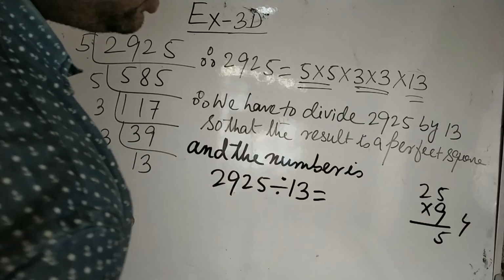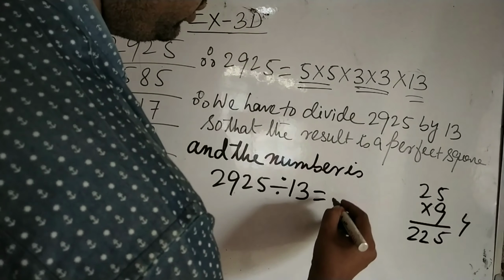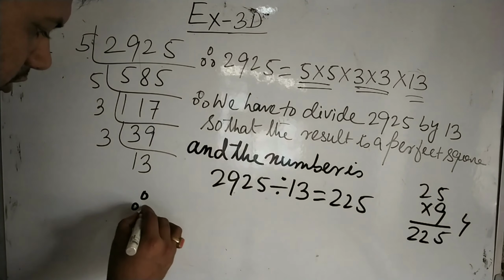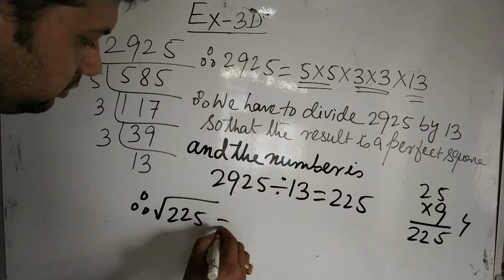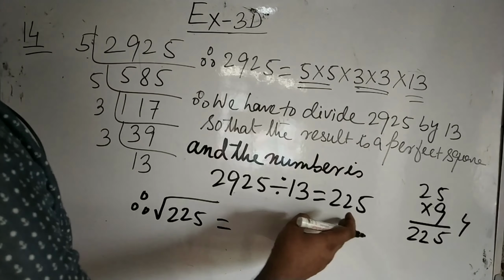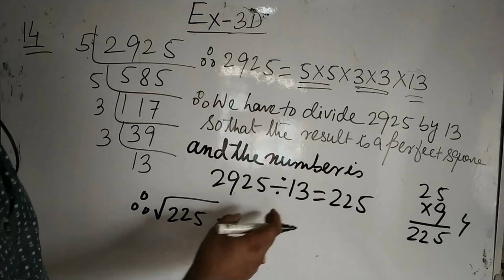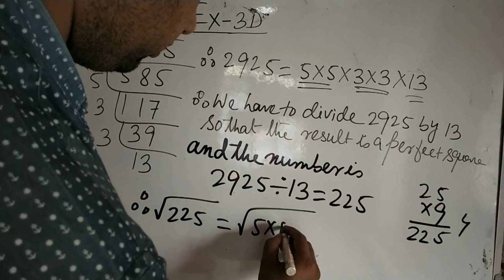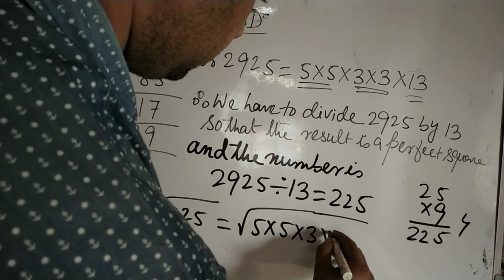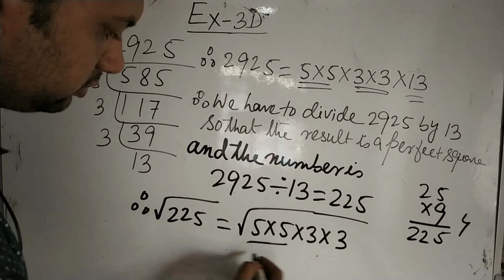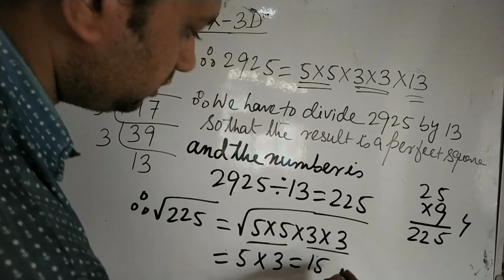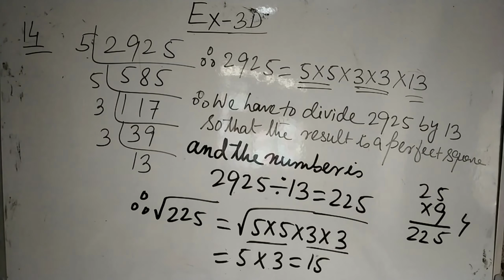18 plus 4, 225. 225 is a number. Similarly, therefore, square root of 225. 225 is obtained by dividing 2925 by 13. Then its factors will be only 5, 5, 3 and 3. That is 5 into 5 into 3 into 3. For these two 5, one will be outside the square root sign. For these two 3, one will be outside the square root sign. That is 15. So this is the number.